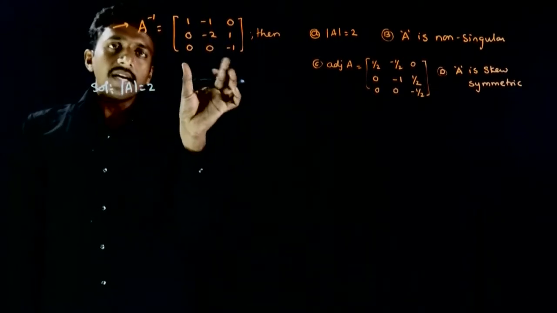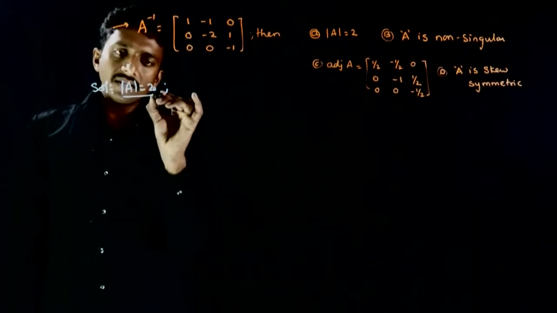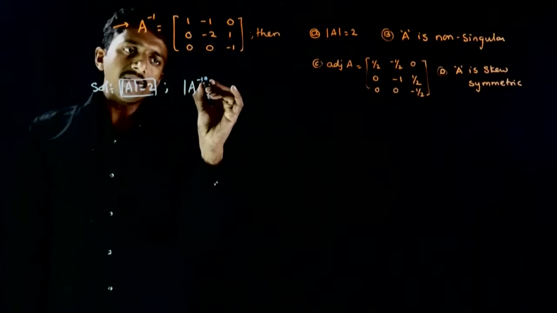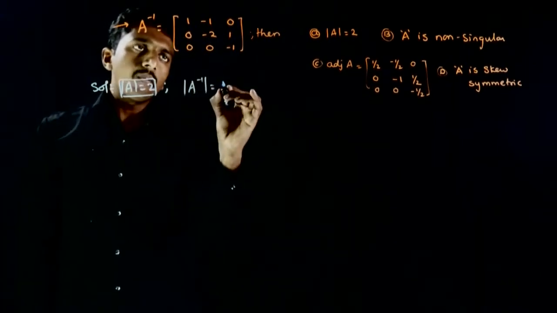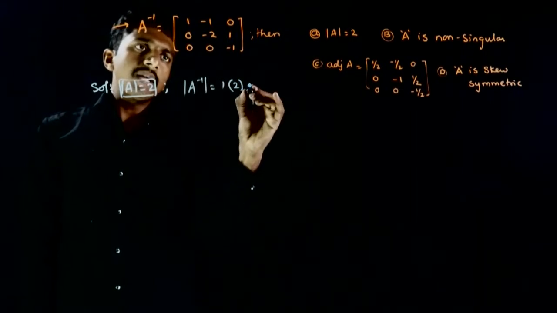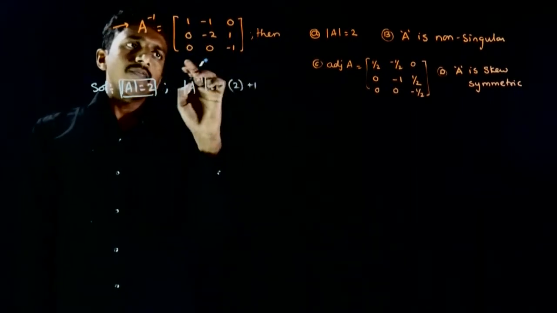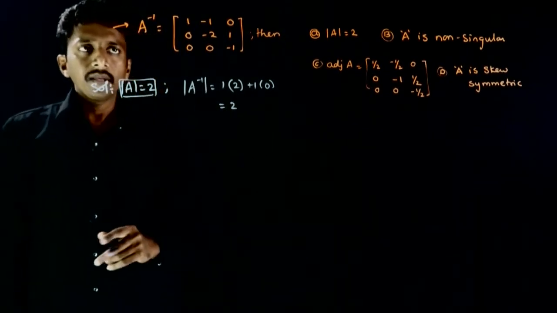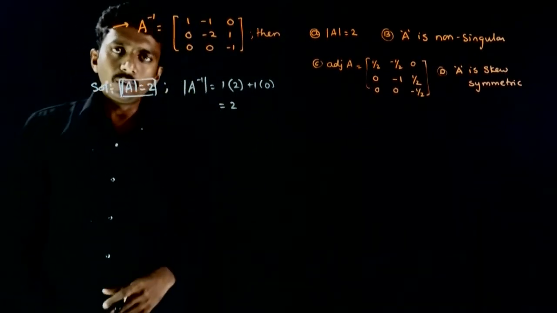A inverse का det निकालेंगे. So let us check whether this is true or false. So what is det of A inverse? Is nothing but 1 into 2 minus 0, 1 into 2 plus 1 into 0. So that is equal to 2. So A inverse का det हमको 2 आ रहा है.